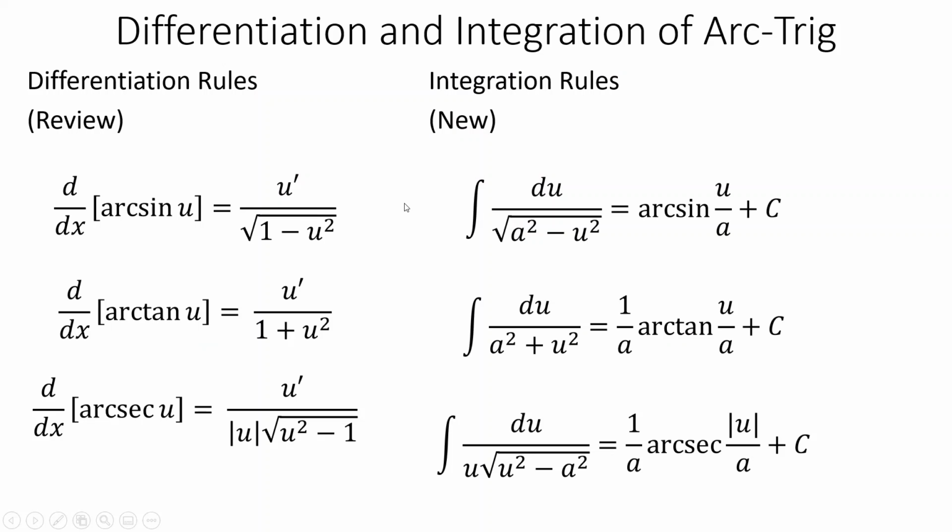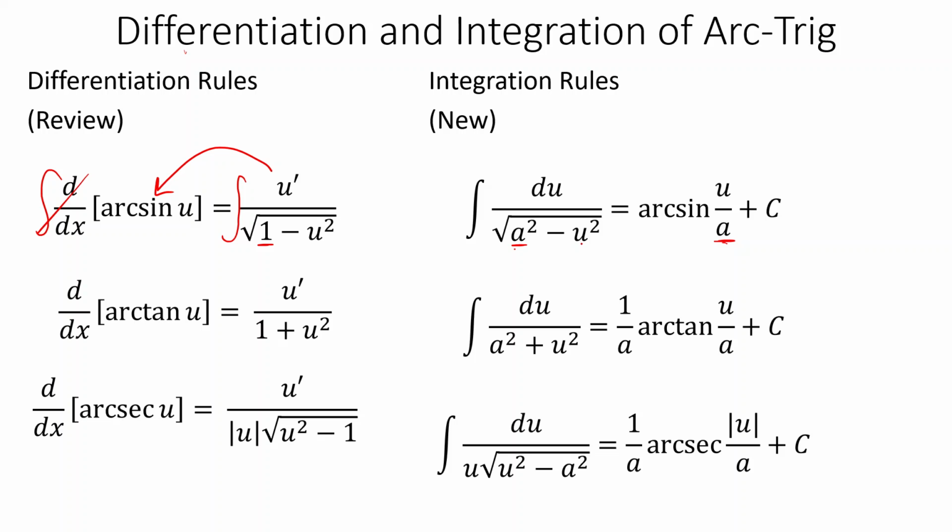So again, we're just working backwards from our derivative rules. In other words, if we take the integral of something like this, these will cancel out, and this will go back to something like that. If we have something besides 1 here, that's okay. We just end up with that a down there. Whatever number is here, we take the square root of it, and that's what ends up going down there.